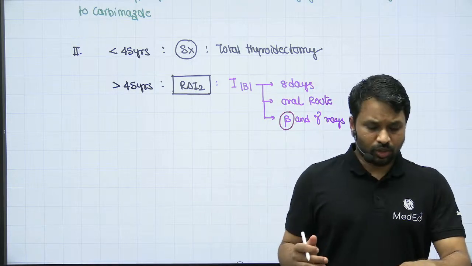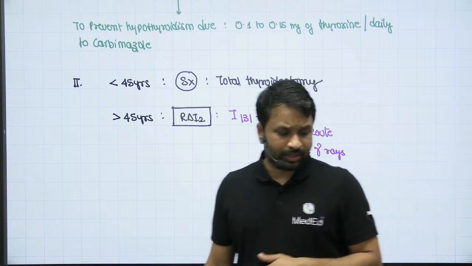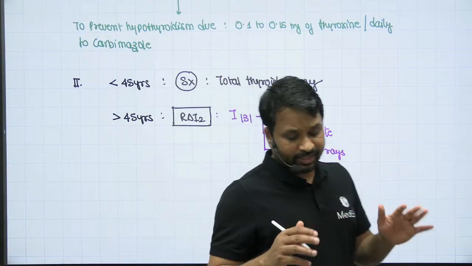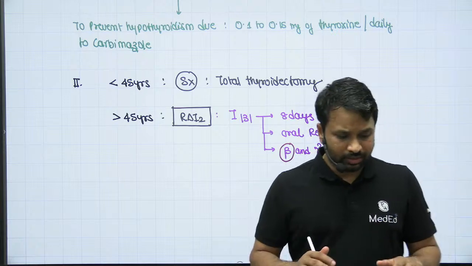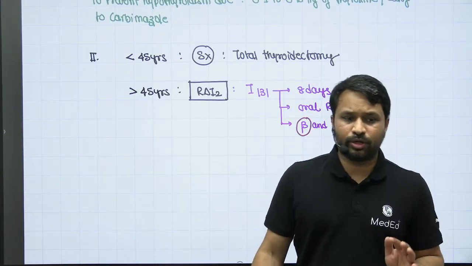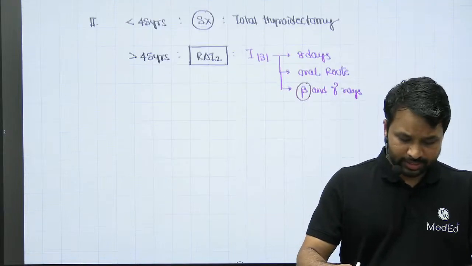Okay. So age less than 45, we'll go ahead with total thyroidectomy. Age more than 45, we are going to go ahead with radioactive iodine. That is iodine 131 is going to be taken into consideration. So this is how you're going to manage your patients of Graves' disease.